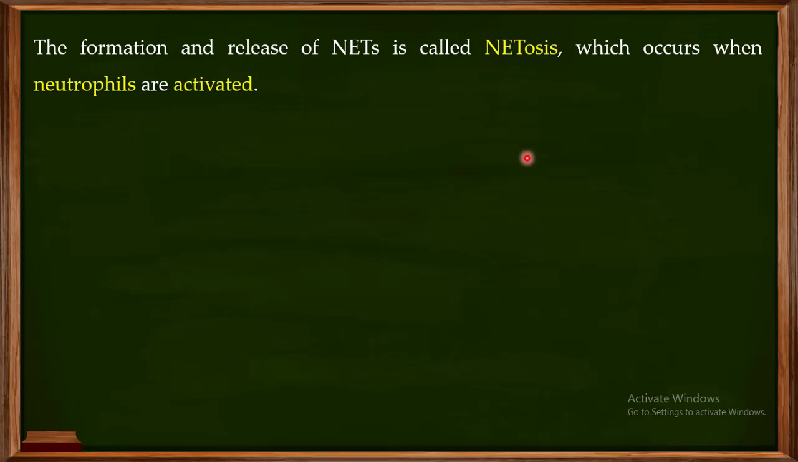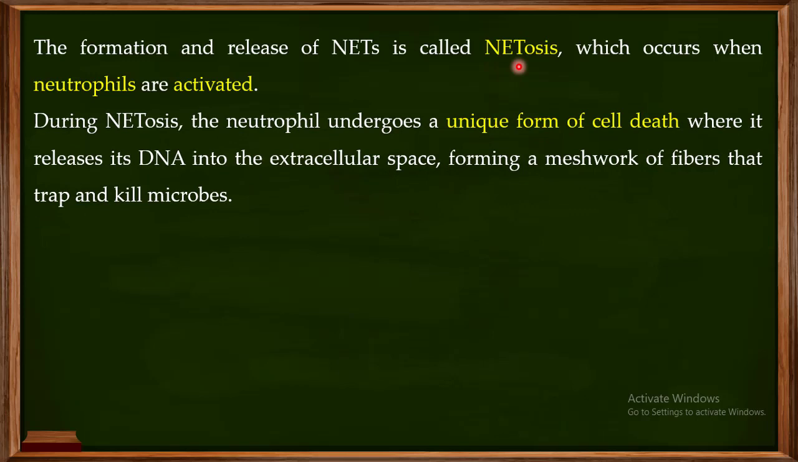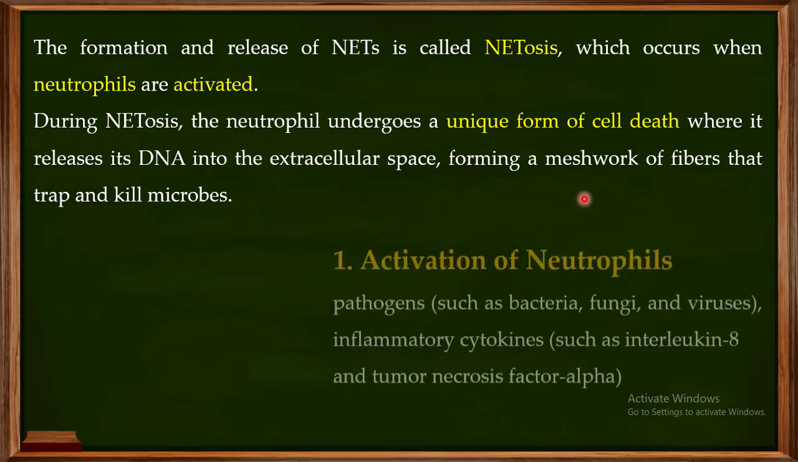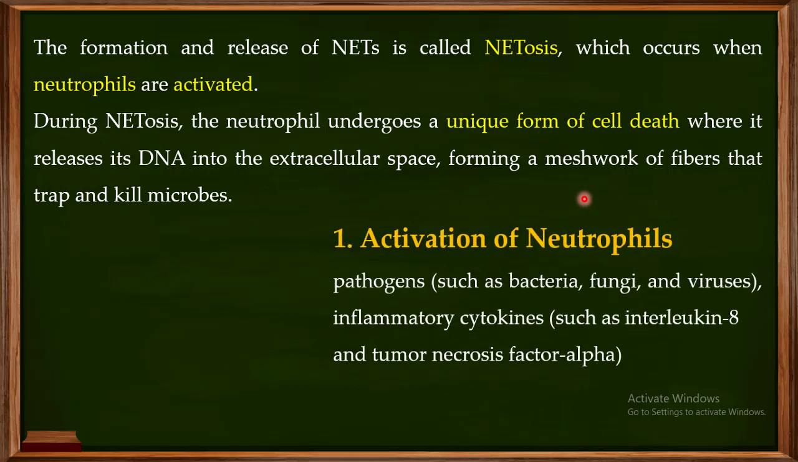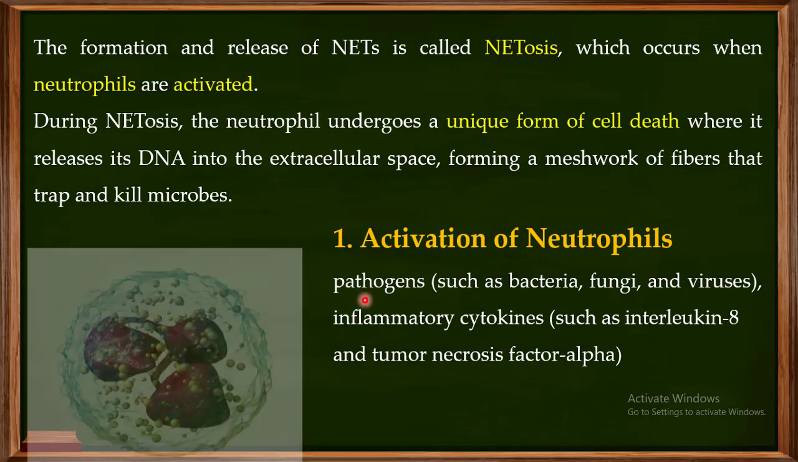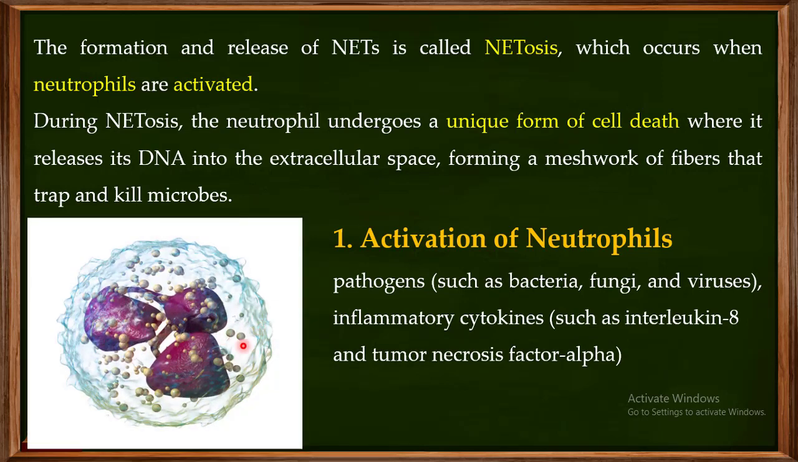I've told you that the formation and release of the NET is called NETosis, and during NETosis, the neutrophil undergoes a unique form of cell death where it releases its DNA into the extracellular space, forming a meshwork of fibers that traps and kills the microbes. I've told you that for the activation of the neutrophils, there are a variety of signals. For example, the interaction of the pathogens with the neutrophils can be one of the ways by which the neutrophil can get activated. The inflammatory cytokines can be another way of activating the neutrophils.